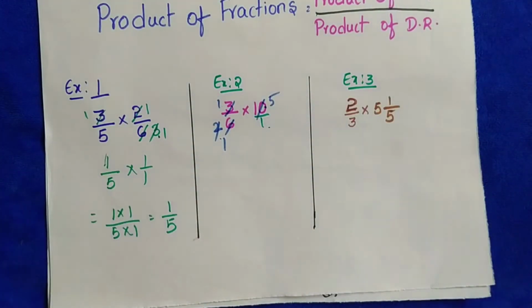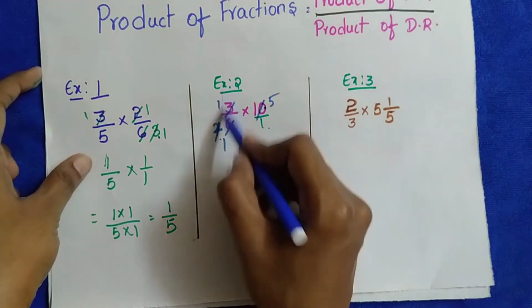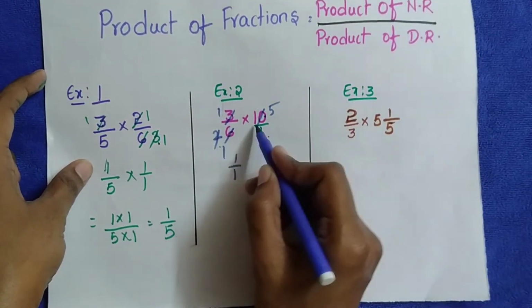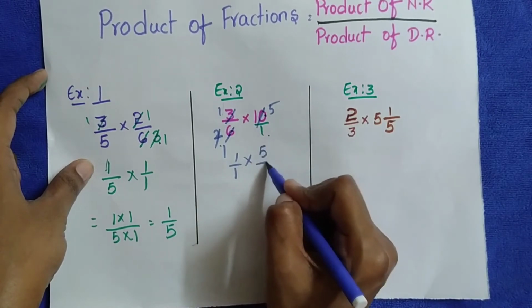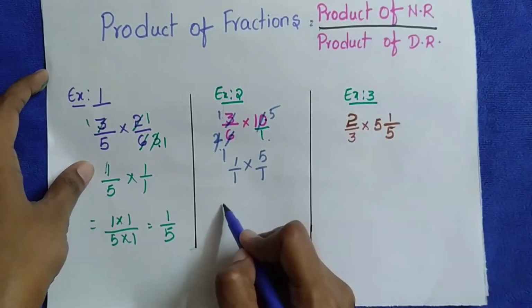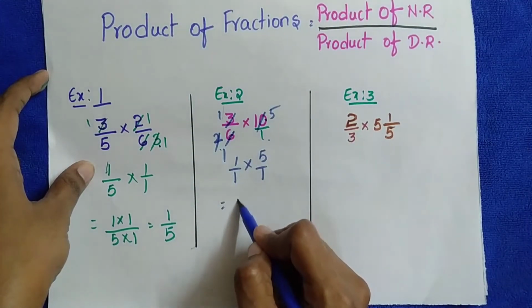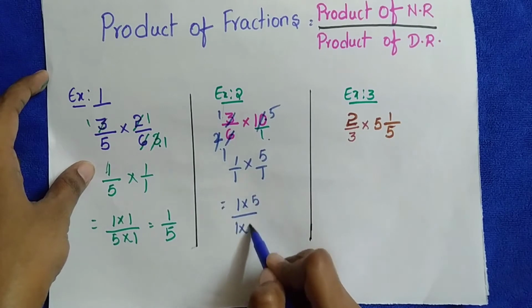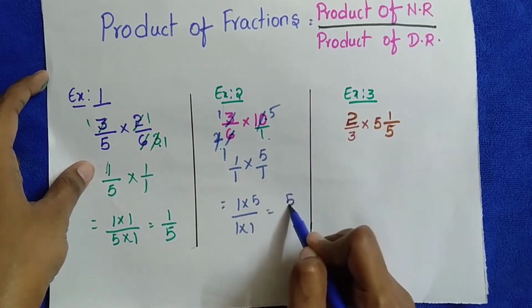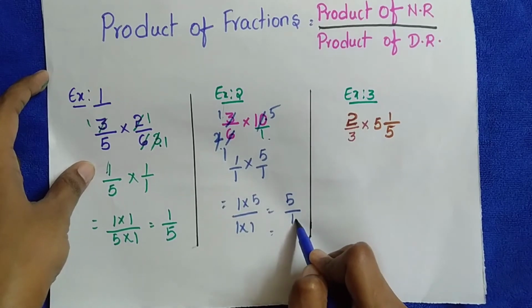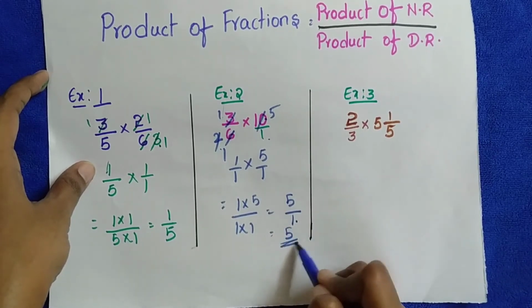Now multiply the remaining terms. Okay? What are we having here? 1 by 1 into 5 by 1. What did I tell you? Product of numerators by product of denominators, right? So what are the numerators here? 1 into 5. What are the denominators here? 1 into 1. So please tell me, 5 ones are 5, 1 ones are 1. In the denominator, 1 doesn't have any value, so write 5 as your answer.